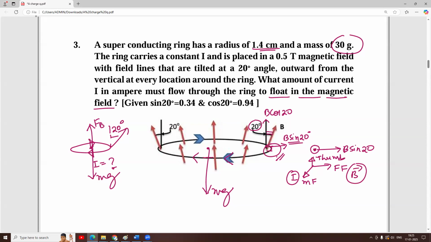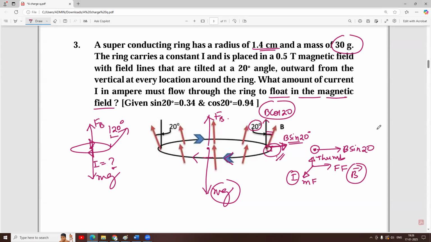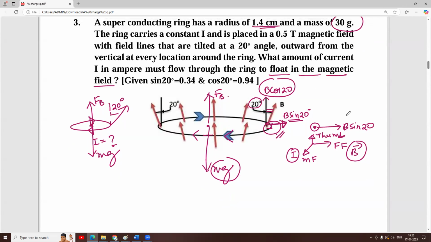So that is how we can take the magnetic fields. This component of the magnetic field will be responsible for the production of force due to the magnetic field in the vertically upward direction, which should be balancing the weight. Of course, the y component of the magnetic field also produces a force, but it will not help us make the ring float.